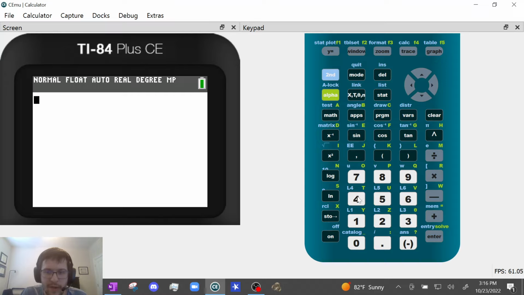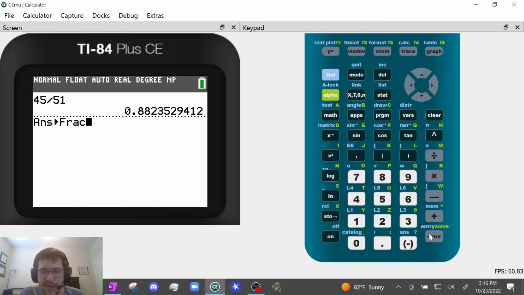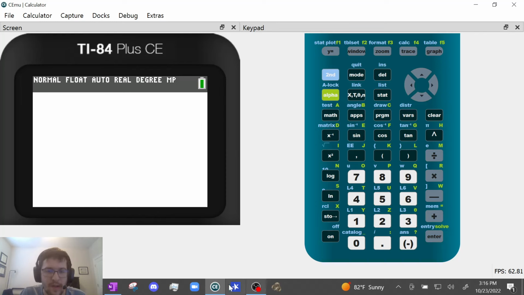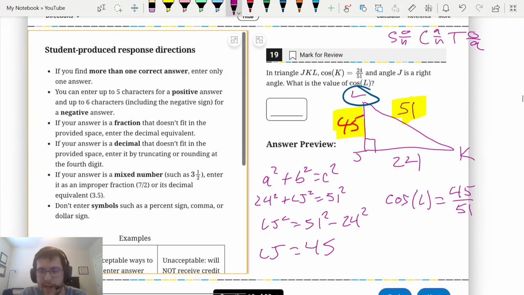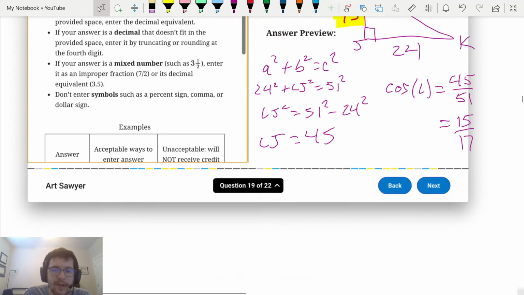Another thing you could do is just type it long ways, 45 over 51, and then press math, enter, enter, and it'll convert it for you. So whatever's easier for you. I do both interchangeably. Anyway, the simplified answer, which you always want for your final answer, is 15 over 17. So in the answer choice, I would put 15 over 17. And that's the correct answer. All right, let's keep going.